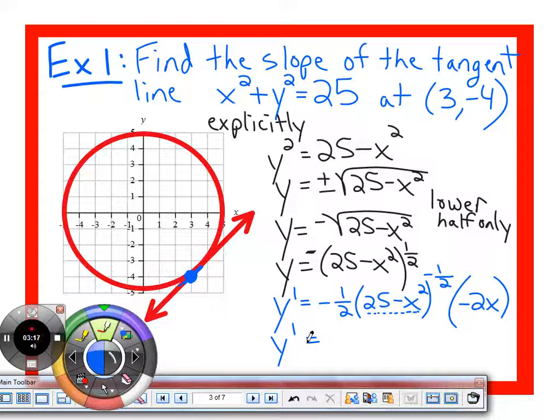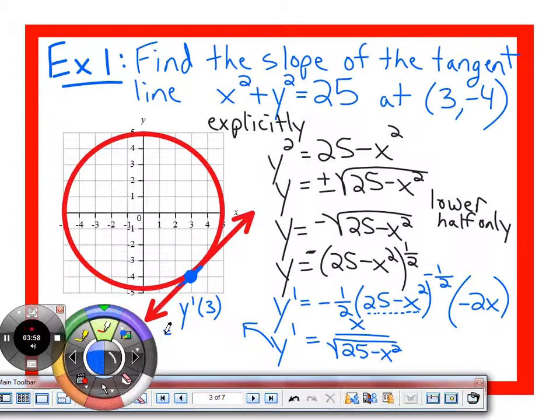The 2's will cancel, the negative signs will cancel. It'll be x over, and since that's a negative exponent, I'm going to drop it down to the bottom and make it a radical, the square root of 25 minus x squared. So there's the derivative. Now we want to figure out what the slope of the tangent line is, so we just plug in a 3. I'm going to try to figure out what y prime of 3 is.